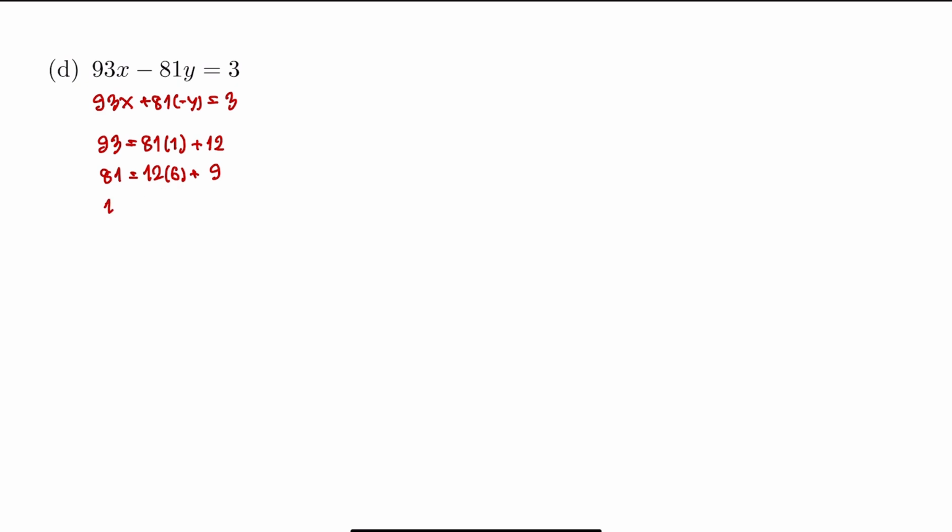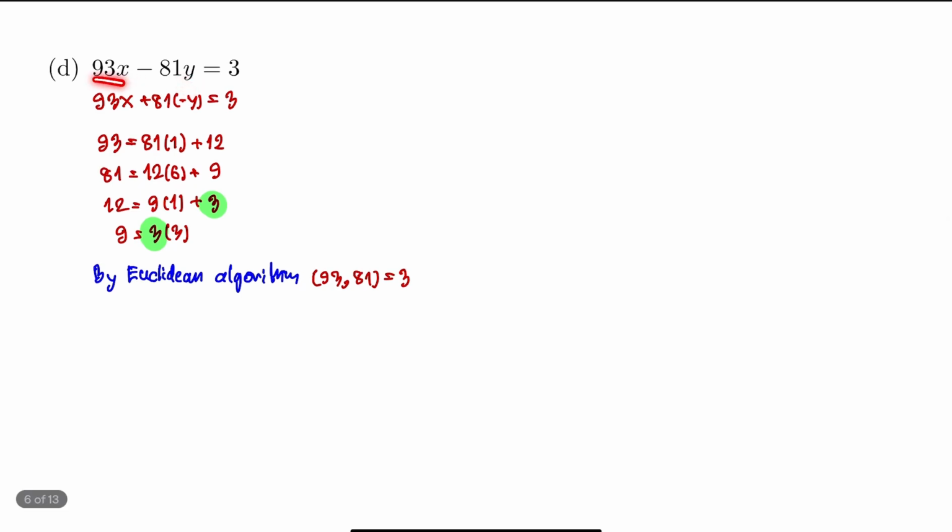Next we divide 12 by 9, and the quotient should be 1, and the remainder turns out to be 3. And 9 equals 3 times 3, right? We divide 9 by 3, and 3 is the last remainder. Then we have the greatest common divisor of 93 and 81, which is 3. Now let's try to find integers x and y satisfying this equation.